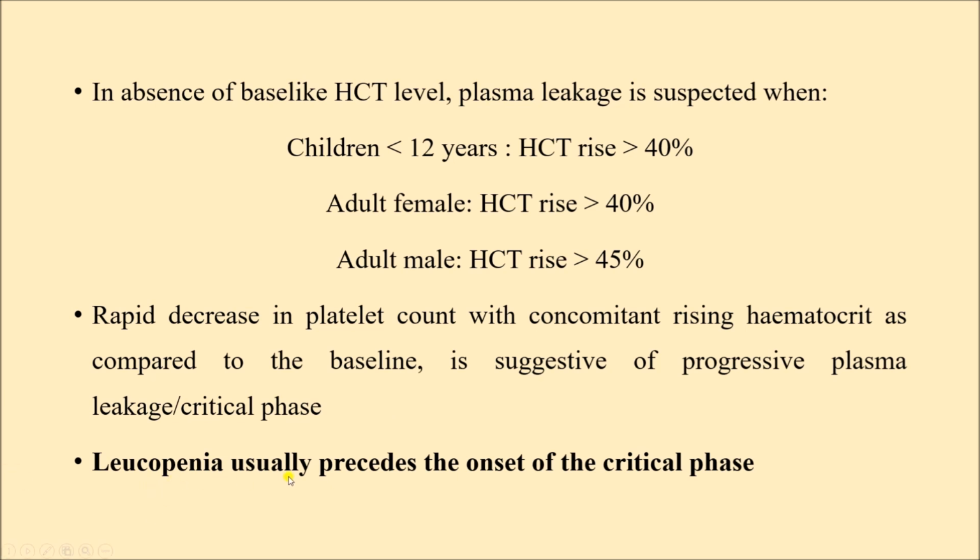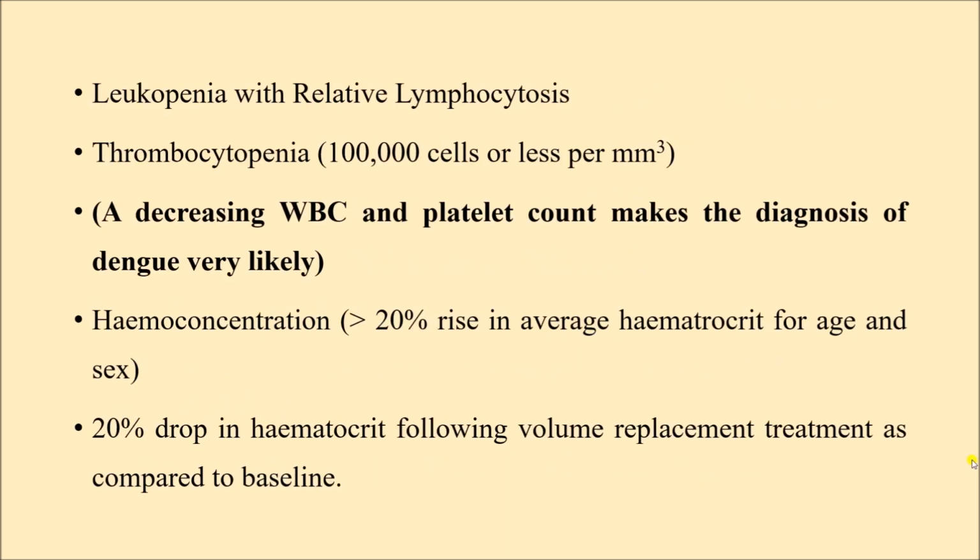Also, leukopenia usually precedes the onset of the critical phase. So even before this platelet count drop and hematocrit rise occurs, first what happens is leukopenia. That means the WBC count goes down, and that is because of the destruction of the myeloid proliferative cells in the bone marrow. So there can be leukopenia with relative lymphocytosis in dengue.